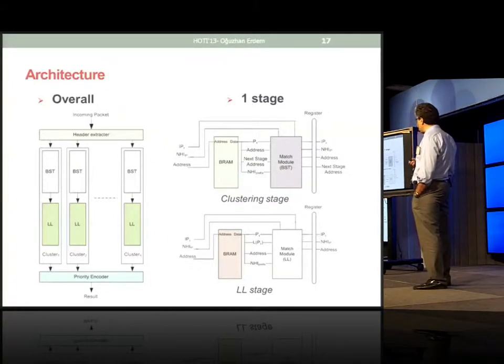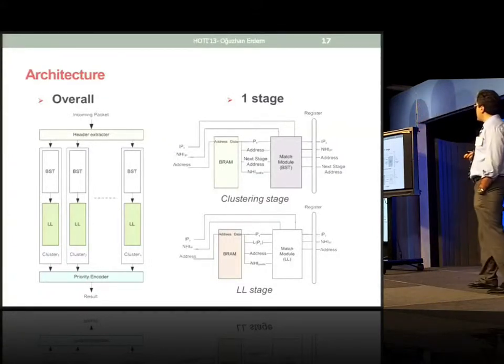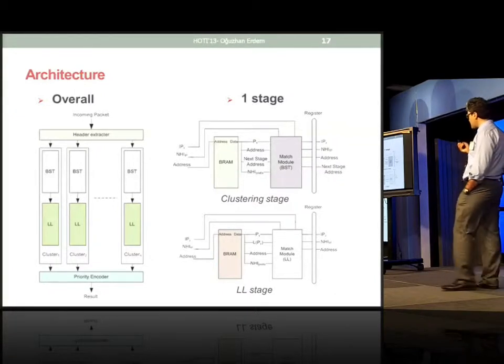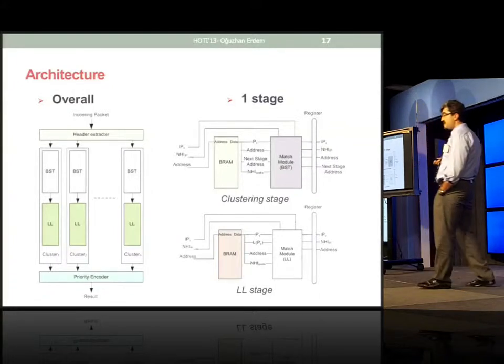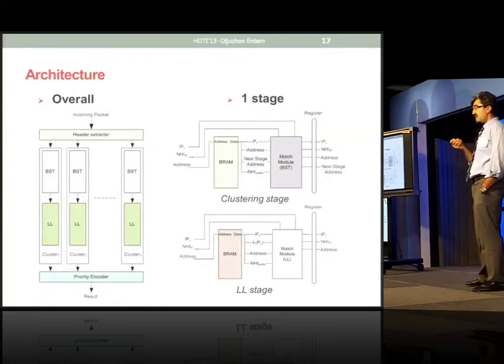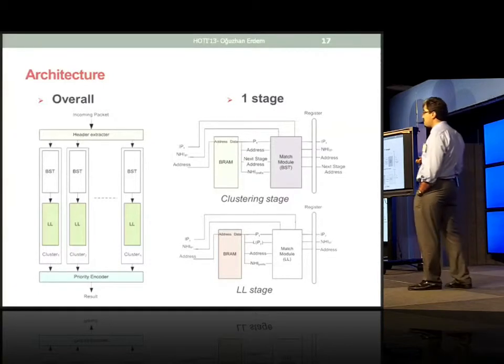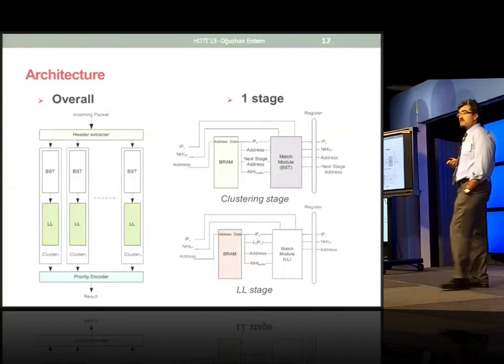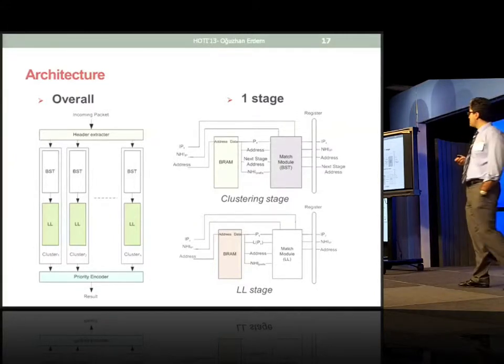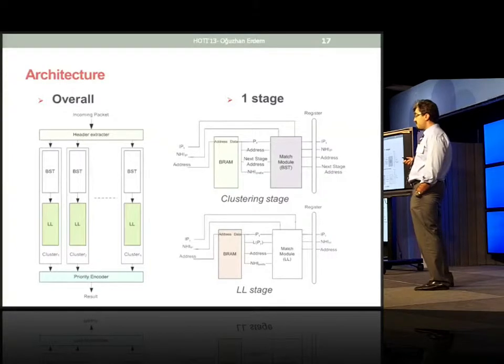So we implement that architecture on an FPGA platform. On the right side, we see a single stage of these pipelines. Each stage includes a BRAM and a match module. BRAM is used to store the tree nodes and the linked list nodes. The match module compares the IP address with the stored prefix and determines the address of the next node or updates the search result. Since we use dual-ported BRAMs, the architecture is configured as dual linear pipelines. Therefore, the lookup rate is doubled.